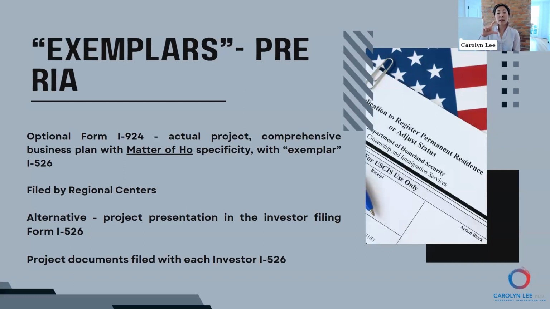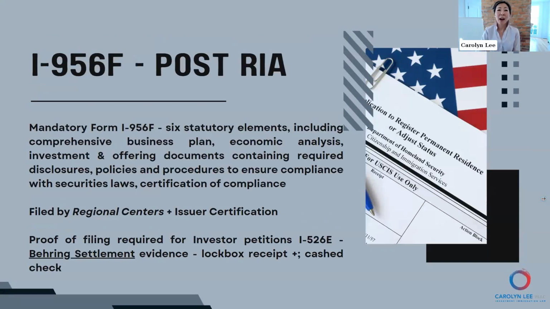So the I-526 investor filings would be comprised of the investor identity information, the lawful source of funds, and what we affectionately call Part 2 or Part B, the full project deck, the full project set of documents that represent project eligibility. And the project documents were filed with each and every I-526 petition, even though they were the same across the board.